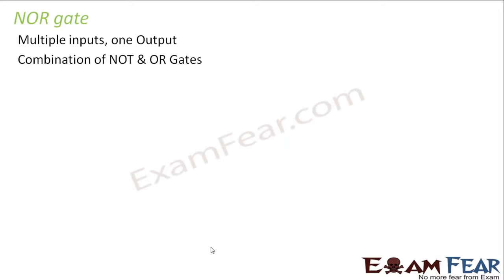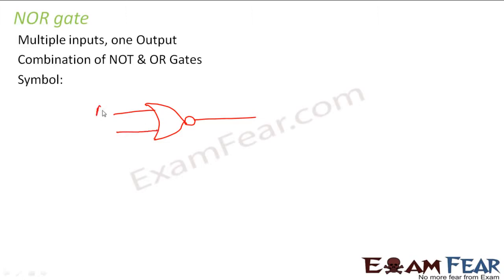And then the last one, that is NOR gate, which is on the same lines as NAND gate. It has got multiple inputs and one output. It is a combination of NOT gate and OR gate. So in this case, the symbol, I think you can guess how it would be. OR gate with a NOT. So this is how your NOR gate will look like. This is A, this is B, and this is Y. So the logical relationship would be Y is equal to A plus B, whole bar. So this drives your NOR gate.